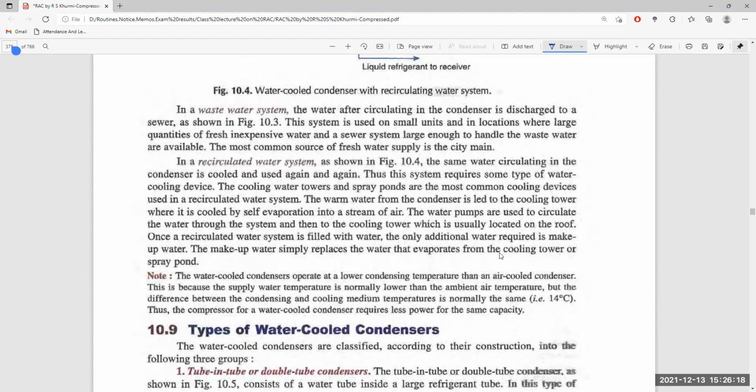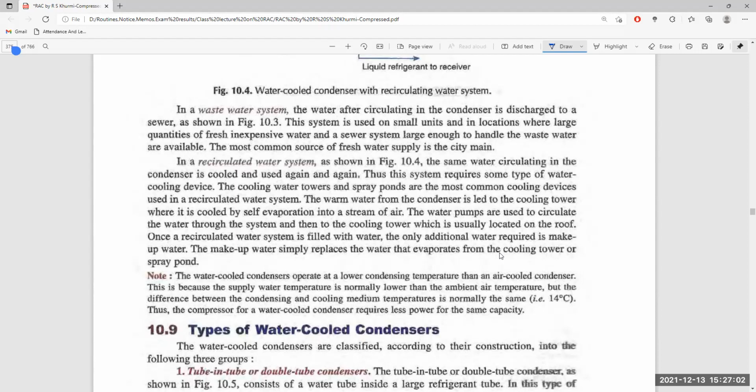Once a recirculated water system is filled with water, the only additional water required is makeup water. So what is going on here? There should be a cooling tower which will cool this hot water coming from the condenser. And how will it? It is being done by self-evaporation into a stream of air. The water pumps are used to circulate the water through the system then to the cooling tower, which is located on the roof. The makeup water simply replaces the water that evaporates from the cooling tower or spray pond.